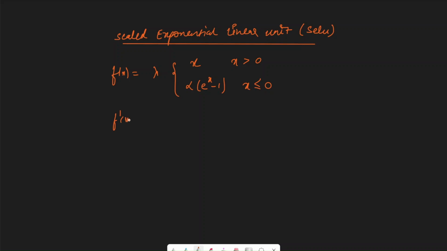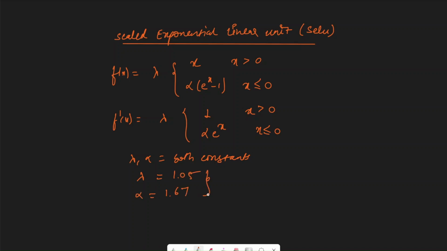Now the derivative of this would be equal to lambda, which is 1.05, when x is greater than 0, and lambda alpha e to the power x when x is less than or equal to 0. Now you would think, what are these lambda and alpha? So lambda and alpha, they are both constants. Lambda's value is equal to 1.05 and alpha's value is equal to 1.67. This is found out using experimentation. So they have fixed values, lambda and alpha, and these are the values.